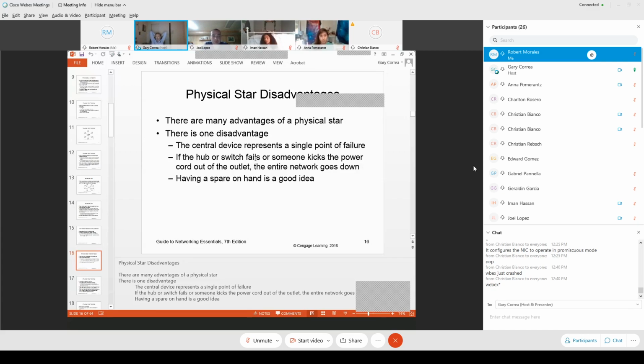So there's no way around that but the bottom one. Have a spare online. How do you prevent the power cord from being kicked out? Don't put the switch out in the public area. Put it behind a fence. Put it in a locked cabinet. But the only disadvantage to a star is that the switch or the central device, if that fails, you are toast. You can't let that fail. It's the only disadvantage, but it's a very, very, very big one. Know that. It's pretty obvious, but know it. Right?